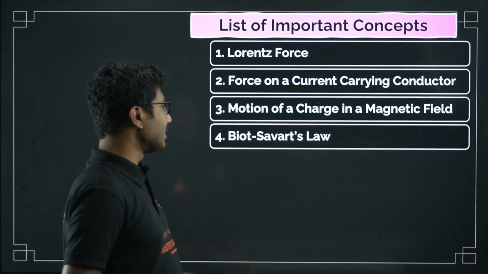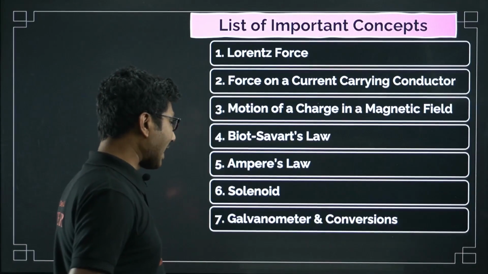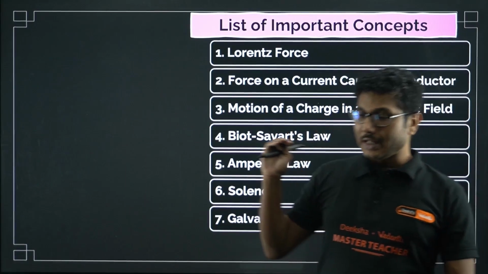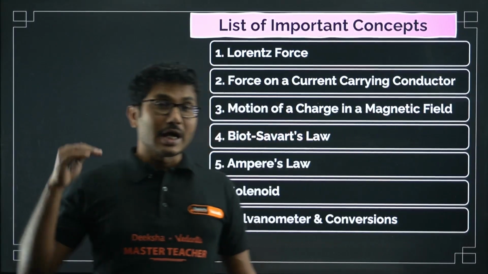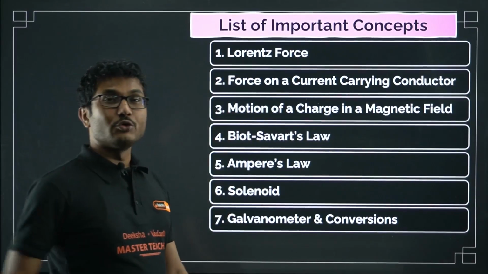Then we have Biot-Savart's law, Ampere's law, Solenoid, Galvanometer and their conversions into ammeter and voltmeter. So this is a very important chapter. On average 4 questions come from this chapter, so all these concepts can get you those 4 marks.